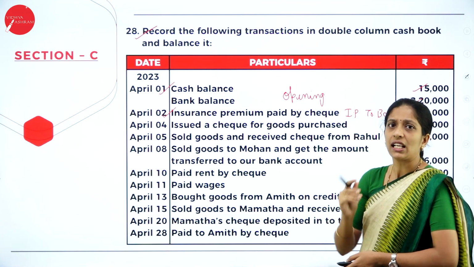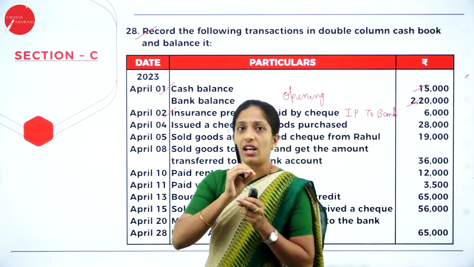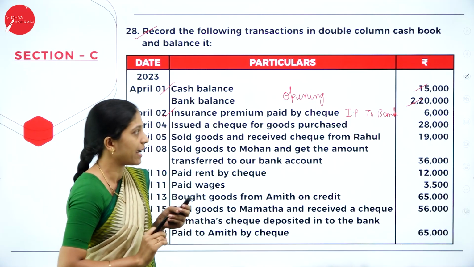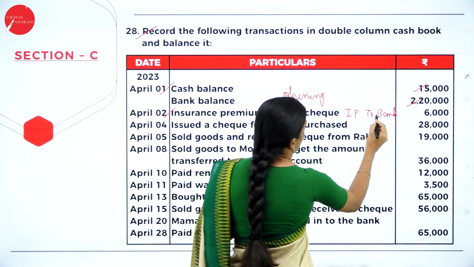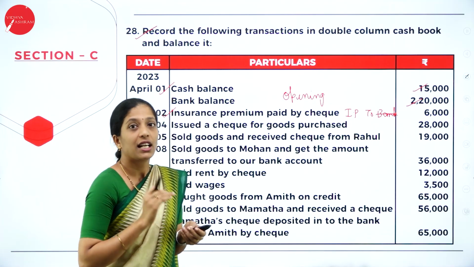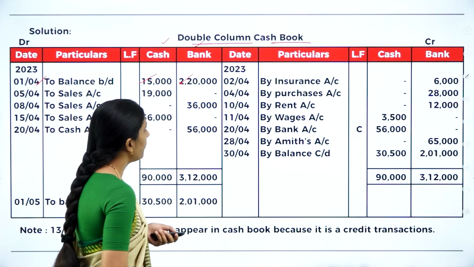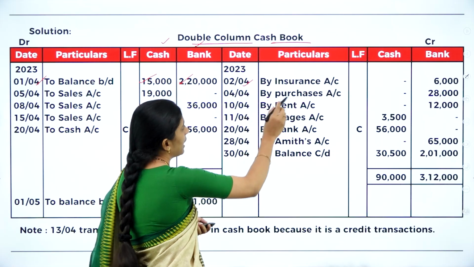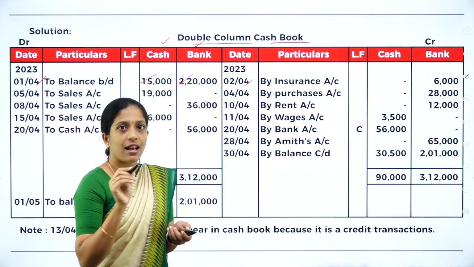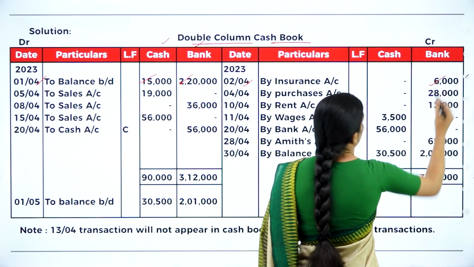We are preparing a double column cash book, where in each and every journal entry we have to strike out cash as well as bank. I am going to strike out bank here because in this entry we have bank. So what remains? Insurance premium. So how do you write? 2/4/2023 By Insurance Premium. What have I struck out? Bank. So you write the amount in the bank column, 6,000.